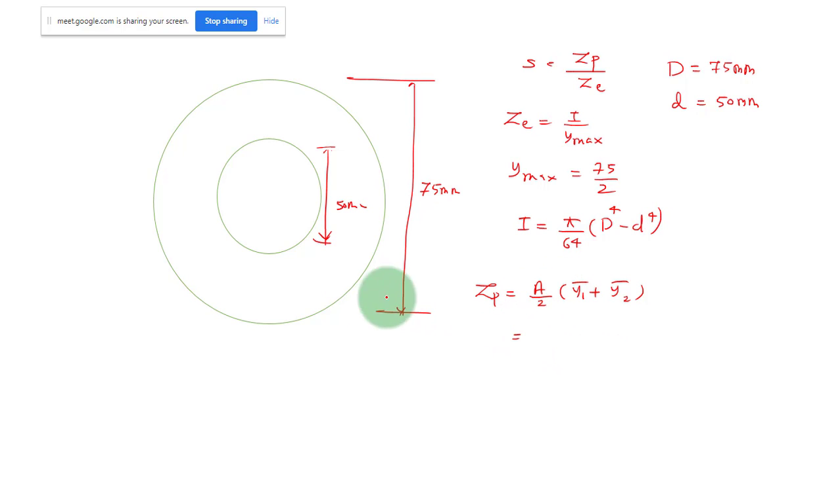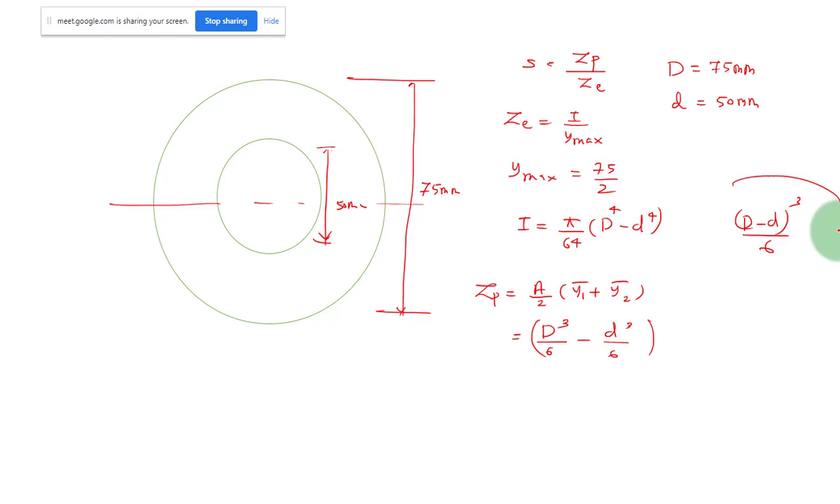And this one also, because this will be the plastic neutral axis, I can directly use the equation D cubed by 6 minus d cubed by 6. Maybe you can do this calculation and you will get the same result. D cubed by 6 minus small d cubed by 6, with D and d as 75 and 50. You just derive this equation. So I think it is not coming this one. D minus d cubed by 6, that is wrong. Check that. So this is Zp. You can use this equation.